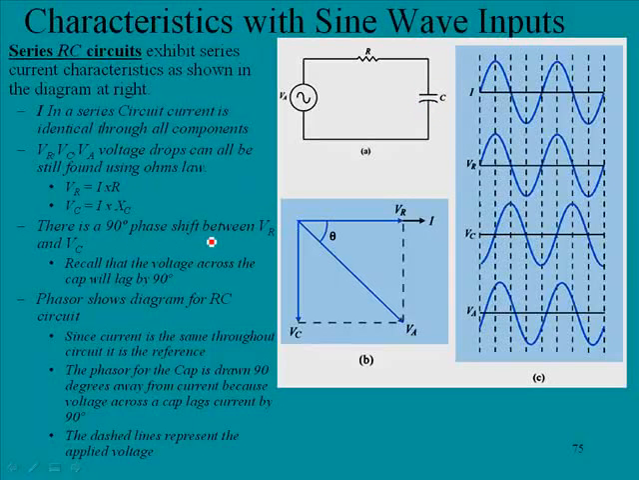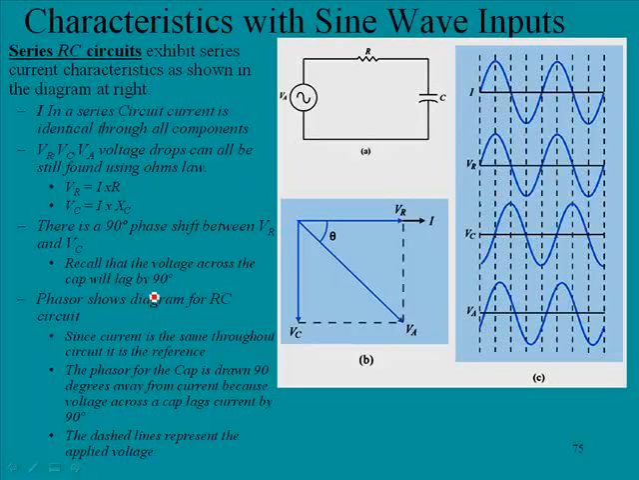There is a 90-degree phase shift between VR and VC. So notice here with the sine waves, here we have the voltage that we would see on an oscilloscope across the resistor, and you'll notice that it is in phase with the current through the circuit. But you'll notice that the capacitor voltage, notice it is 90 degrees out of phase with the resistor. So here we have times 0 on the resistor, times 0 on the cap is lagging by 90 degrees.